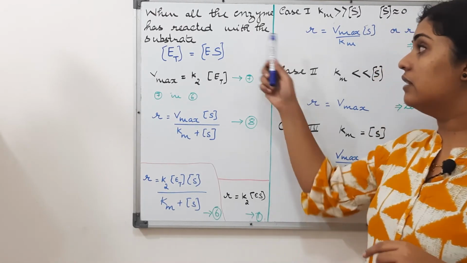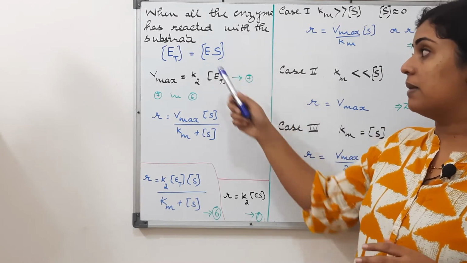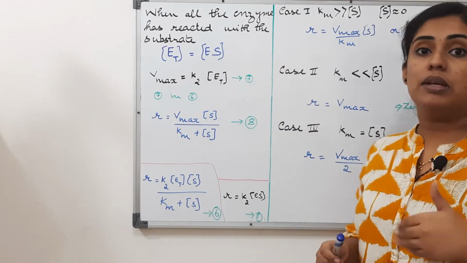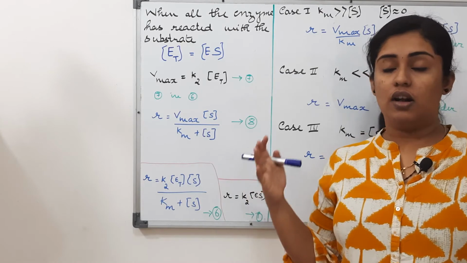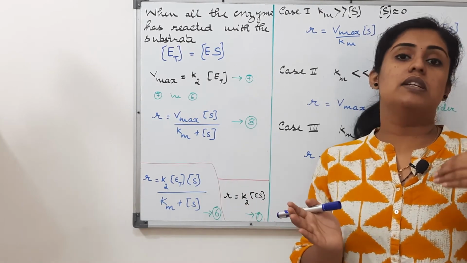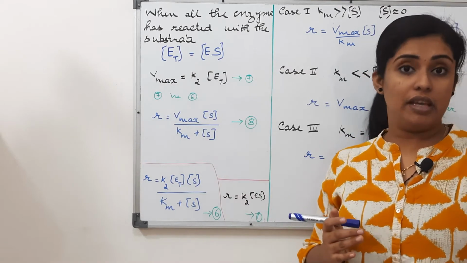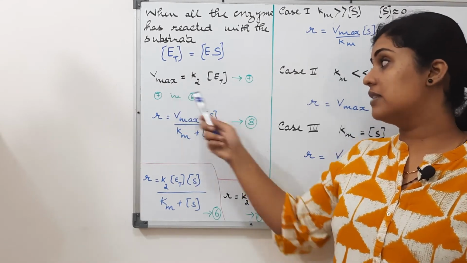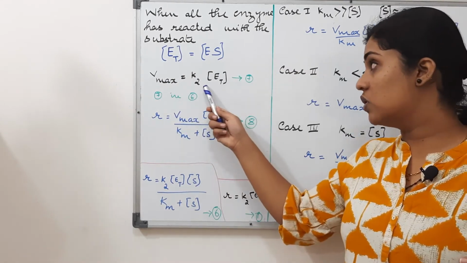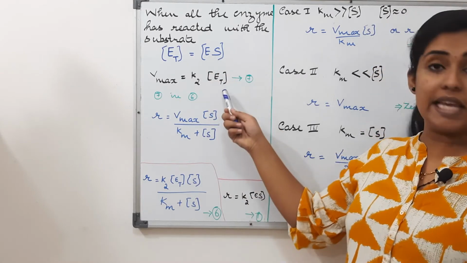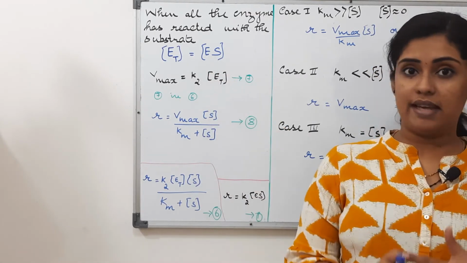So now to write the rate of the reaction when all the enzyme has been reacted, the rate would be the maximum. Since all the enzyme concentration has been completely used up, we can say that the rate of the reaction is Vmax now, maximum rate Vmax, that is equal to K2 into ET. Instead of ES, now it is ET. Okay, this is equation number 7.